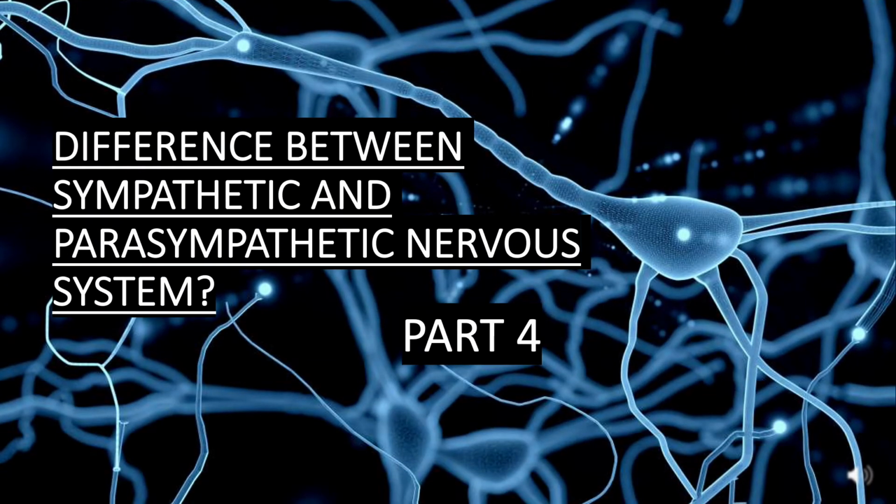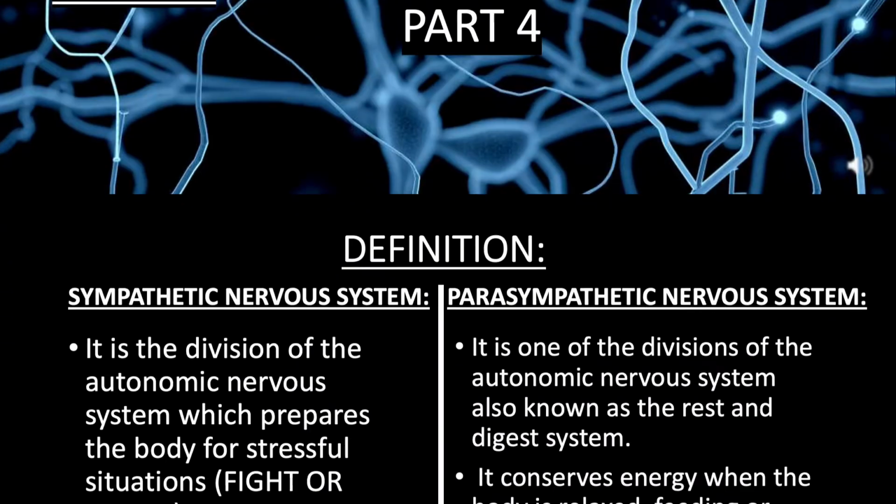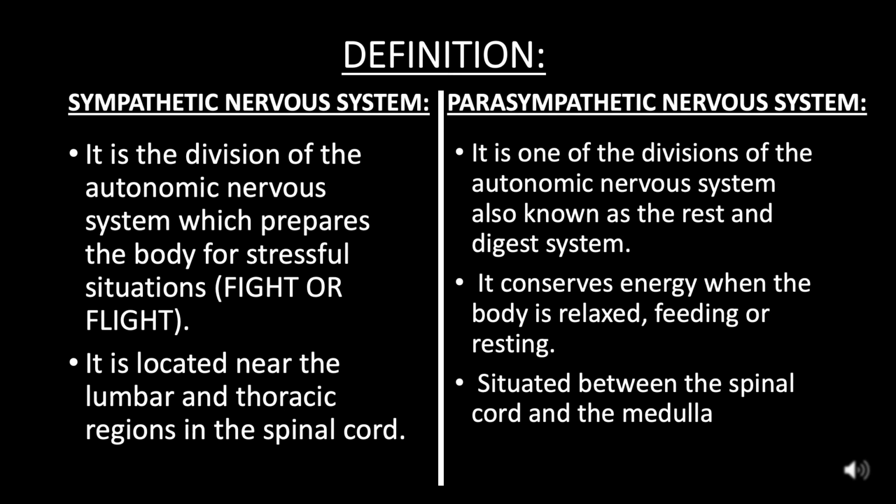Central Nervous System Part 4 explains the difference between the sympathetic and parasympathetic nervous system. Definition of the sympathetic nervous system: it is the division of the autonomic nervous system which prepares the body for stressful situations, fight or flight. It is located near the lumbar and thoracic regions in the spinal cord.